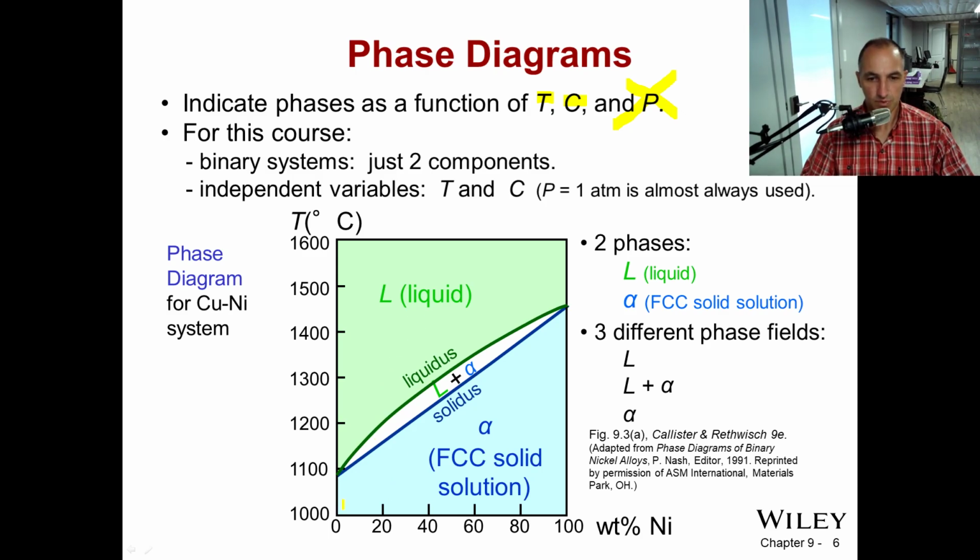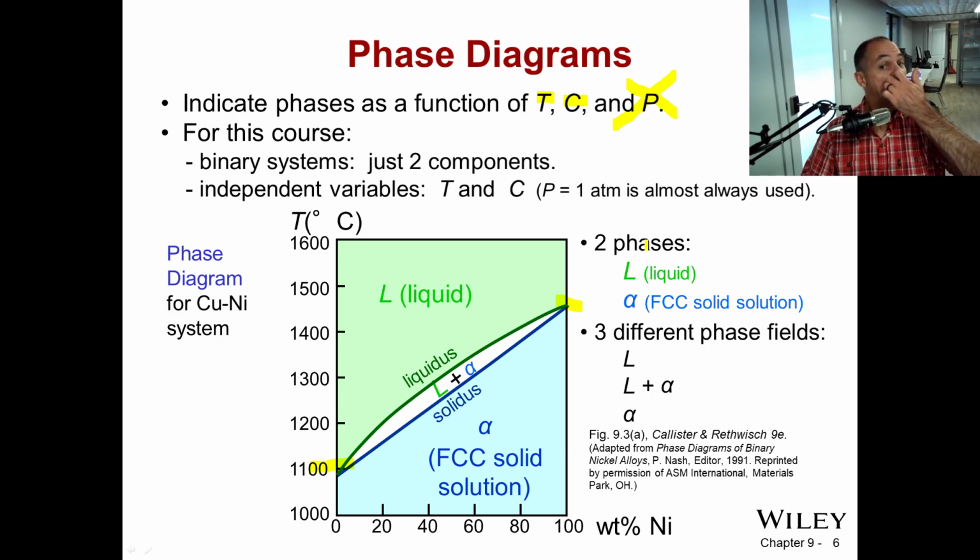On the x-axis here, on the far right, we have 100% pure nickel. And on the left, we have 100% pure copper. So this is the temperature, this is the melting temperature of pure copper. And this is the melting temperature of pure nickel. Just by going down through here, it goes from liquid to solid at that temperature.